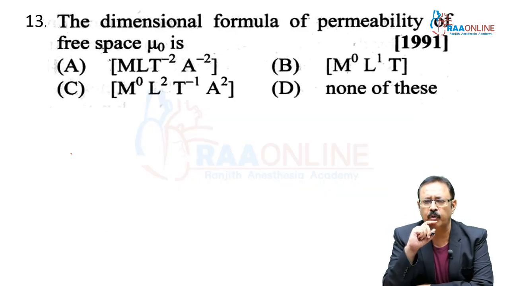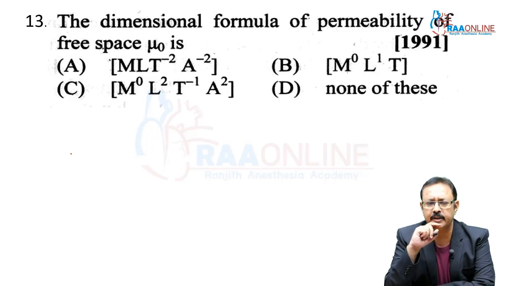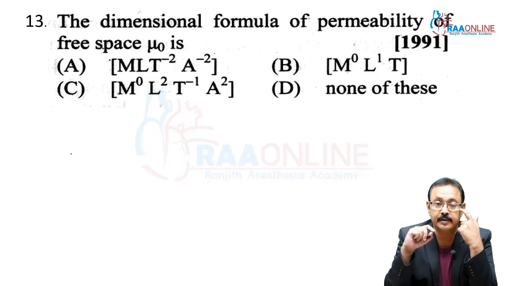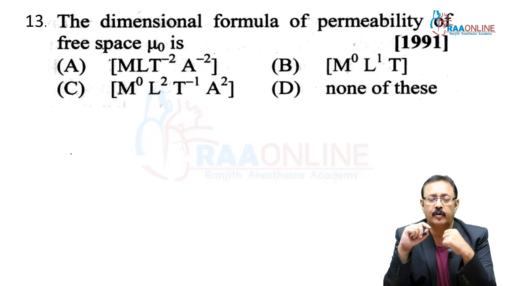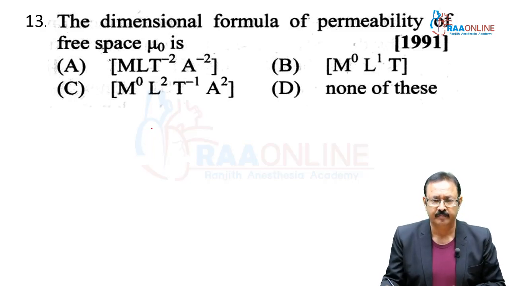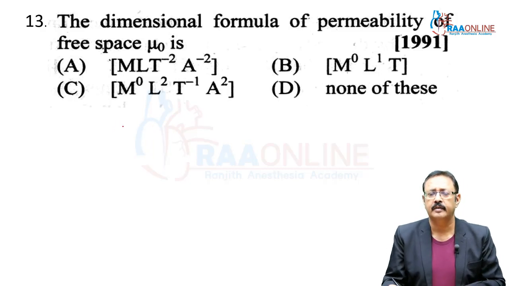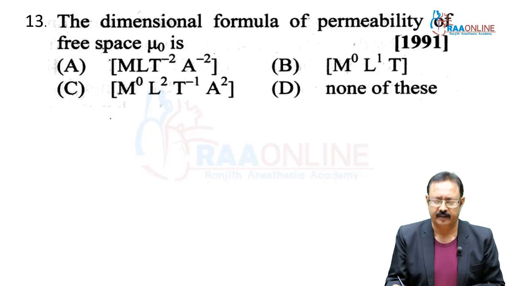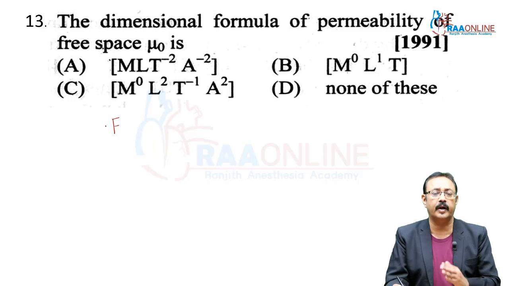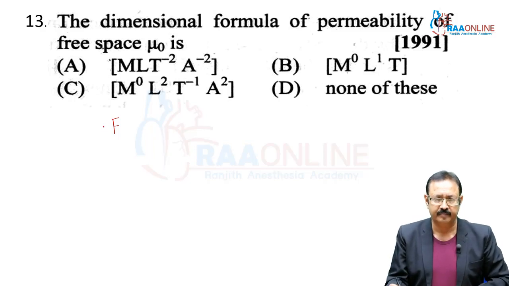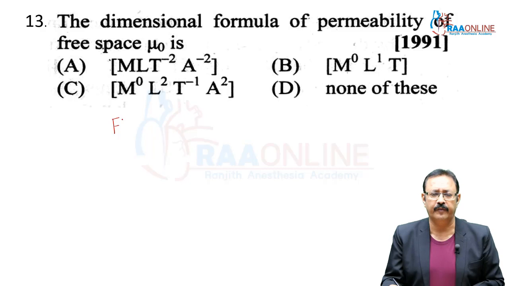The dimensional formula of permeability of free space mu naught is. Where we saw this mu naught? We saw it in Coulomb's law and so many places. When you are calculating anything in magnetism, you are getting this mu naught. So we can get it from any one of those results.